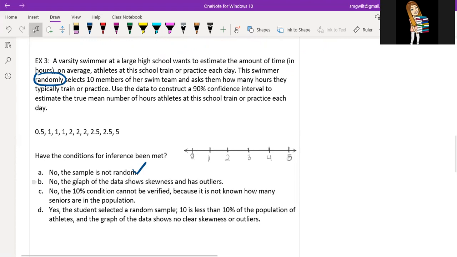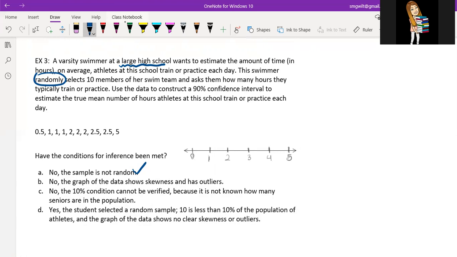Okay, so the 10% condition cannot be verified because it's not known how many athletes are in the population versus the students selected. The random sample of 10 is less than 10% of the population of athletes. The graph of the data shows no skewness or outliers. Okay, so if we look at the data, if it's a large high school, then our sample is likely to be less than 10% of the population. And so we want to look at the data itself.